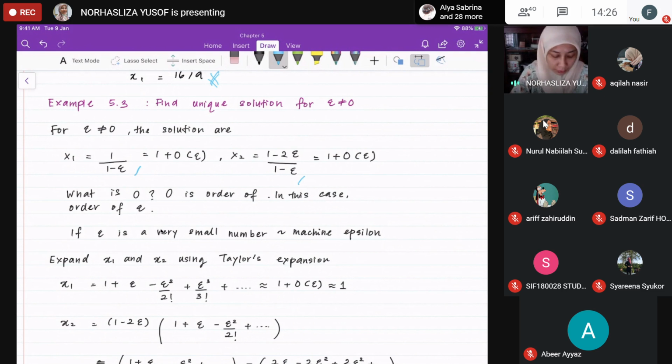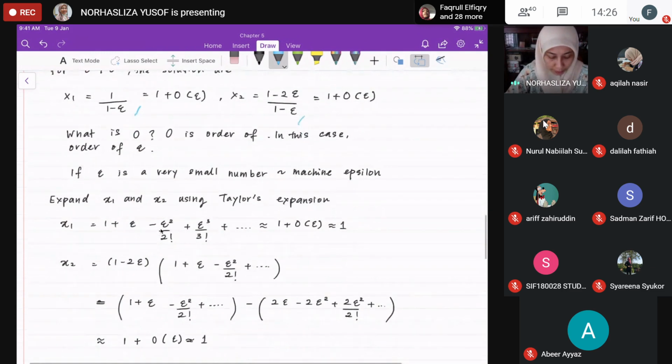So what is O here? O is the order of what? Order of 1 or 2 or 3. So in this case, since epsilon is unknown, it is order of epsilon. Okay, so epsilon is also known as machine epsilon, a machine number.